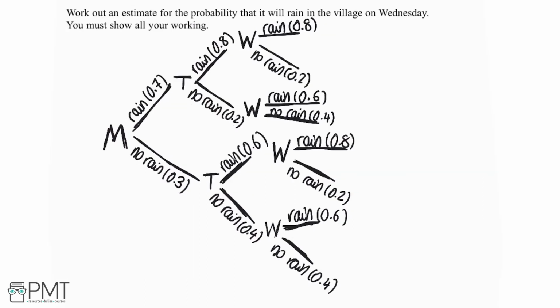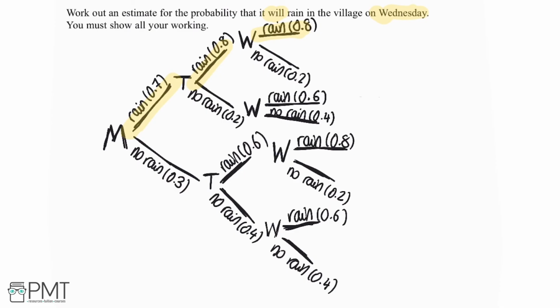We're working out an estimate for the probability that it will rain in the village on Wednesday. So which path down the tree would satisfy that condition? Well, if it rains on Monday, and it rains on Tuesday, and it rains on Wednesday, that would satisfy the condition of it raining on Wednesday.